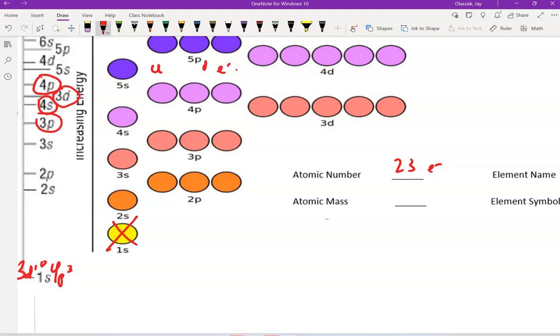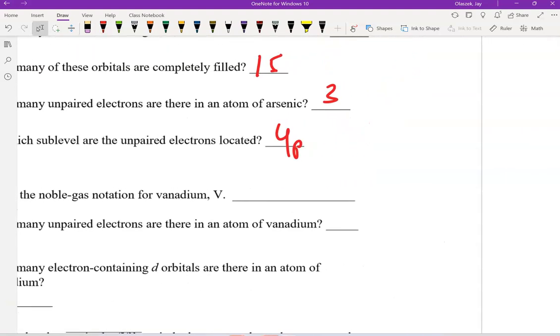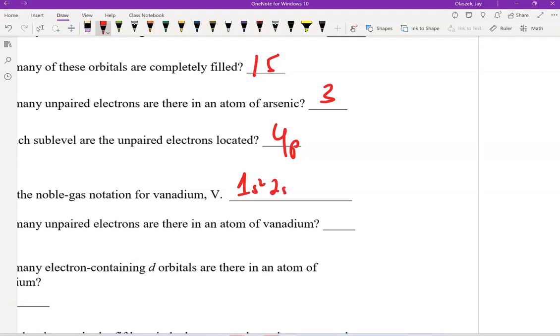We're going to start at the 1s, 1, 2. Here's 2s, 3, 4. Now we're going to 2p, 5, 6, 7, 8, 9, 10. Now the 2p is full and there's no more room. 11, 12, 13, 14, 15, 16, 17, 18. We're going to 4s, 19, 20. And now we're going to 3d, 21, 22, 23. There are 3 unpaired electrons in an atom of vanadium. And where are they? Well, let's write the noble gas notation. I'm going to write it out longhand first. 1s2, 2s2, 2p6, 3s2, 3p6, 4s2, 3d3.